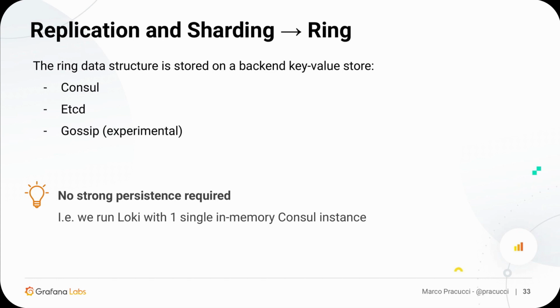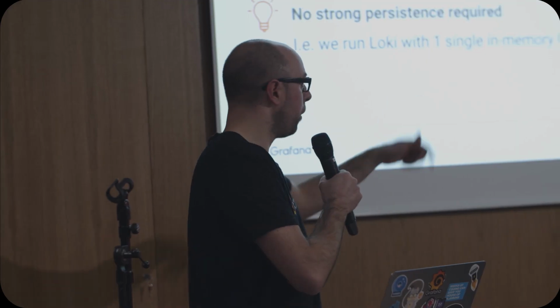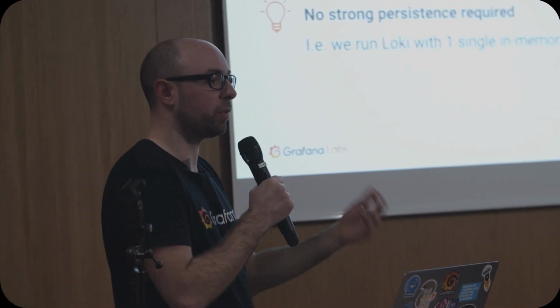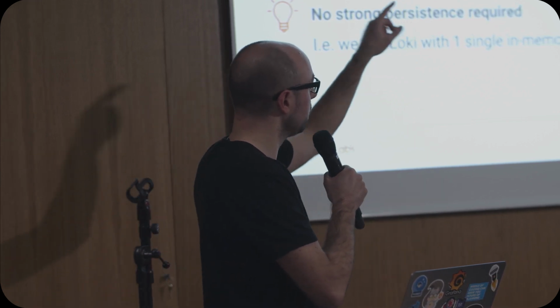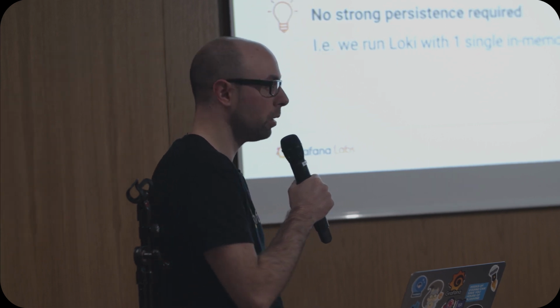Now, the good news is that we don't need a strong persistence. To give an example, we run Loki in production and we just run one console instance in memory, even without storing the data to disk, without any HA or stuff like this. Why? Because even if you lose console or etcd for a short time, and even if all the data inside is erased, when a new instance of console or etcd starts up, even if it's empty, all the nodes within Loki are able to reconstruct the ring, the data structure stored within console or etcd.